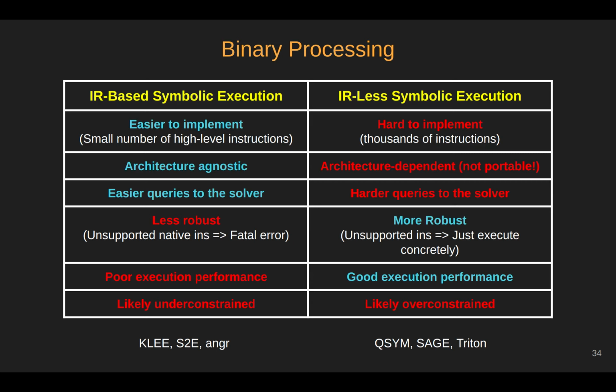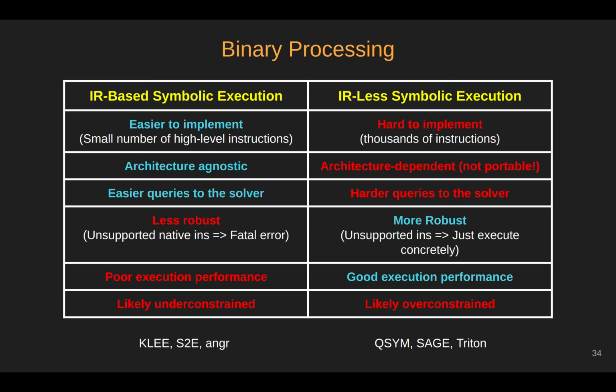Another thing is because of the number of instructions and the complexity of the instructions, let's say, again, in x86, that is harder to solve the queries generated from the constraints collected. Whereas in IR-based symbolic execution, you just have some very simple instructions that are equivalent, let's say, to doing all these complex operations, but the queries that are generated are much easier. So it's easier or simpler for the solver to generate a solution.